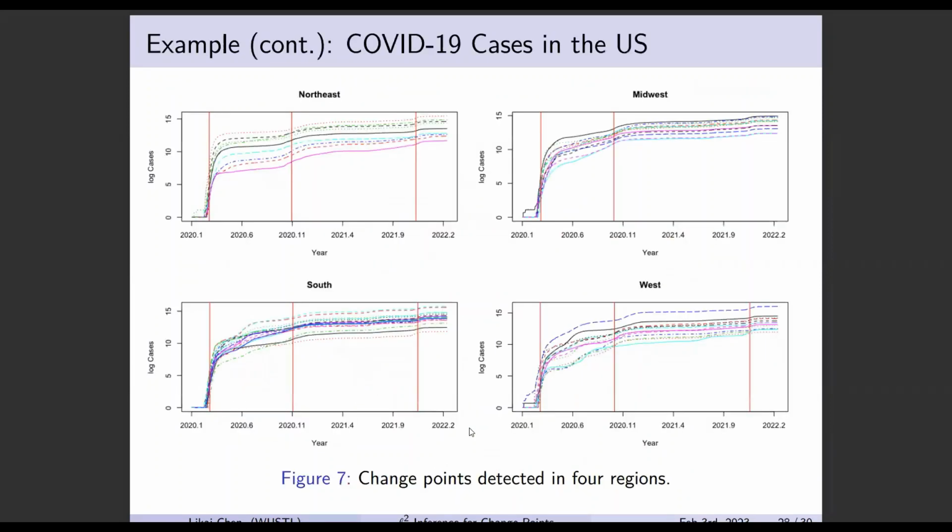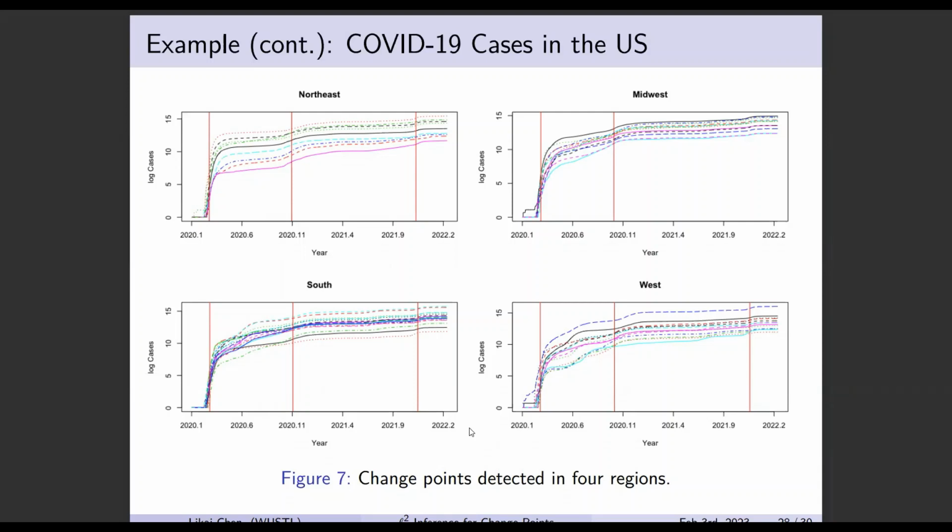Okay, here is a real data application where we use this testing method. We apply this testing method to COVID-19 cases in the US, and here is the result. We roughly cluster the data into several regions and apply our method to detect the potential break locations.